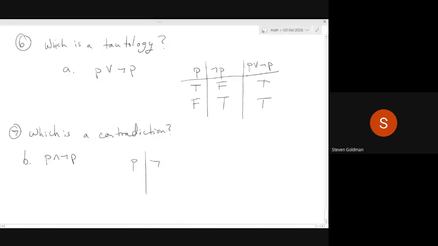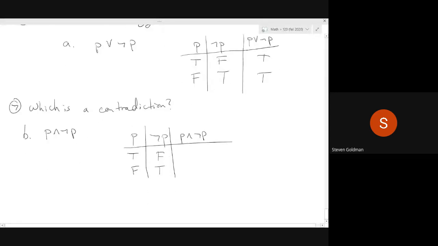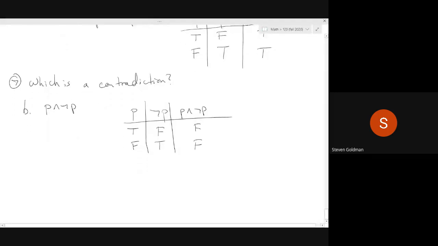Let's see the truth table. P, we don't know what it is. It's either true or false. Not P will have opposite truth values. And a conjunction can only be true when both parts are true. So this will always be false. It's a contradiction.